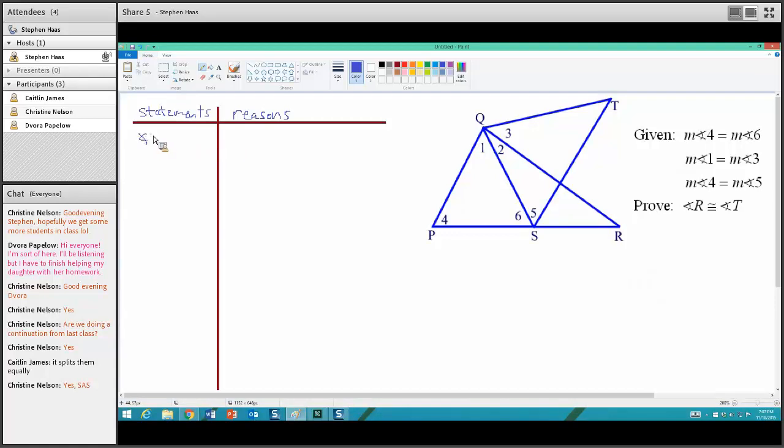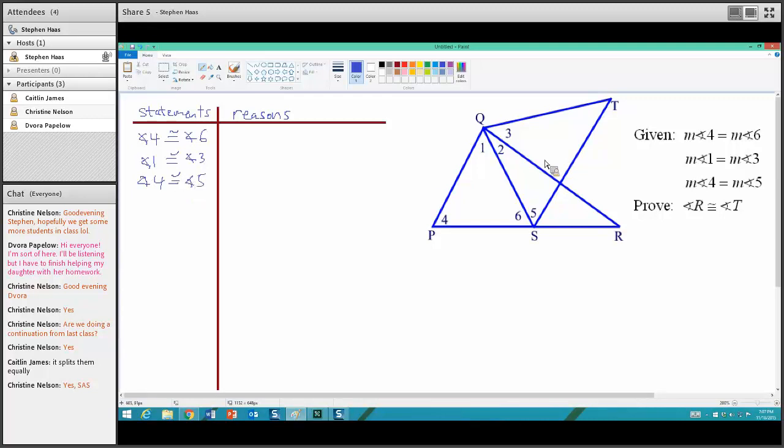Let's say angle 4 is congruent to angle 6. It says that the measure of angle 4 is equal to the measure of angle 6, but that's the same thing as saying the two are congruent because it's the same angle. Angle 1 is equal to or congruent to angle 3, and angle 4 is congruent to angle 5.